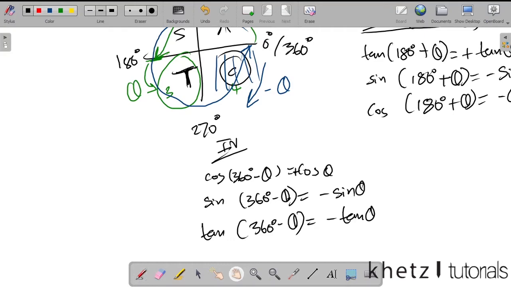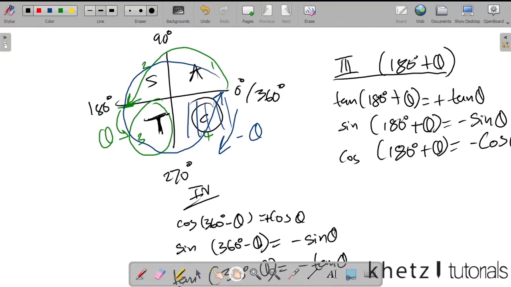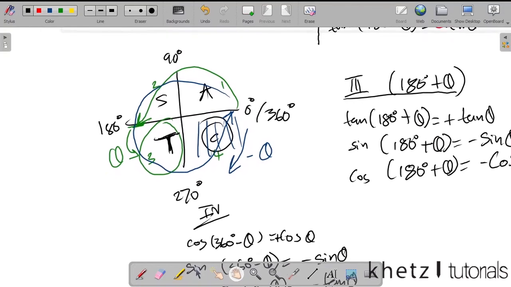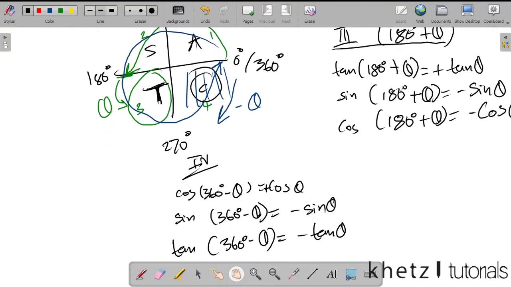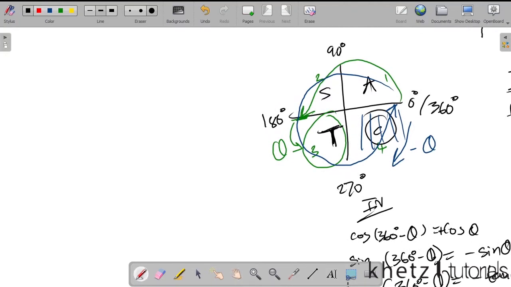Okay, so that is basically all I had to discuss with regards to reduction formulas. And before I move on to negative angles and the last part, which is special angles, I just want you to note the following, which are co-ratios.